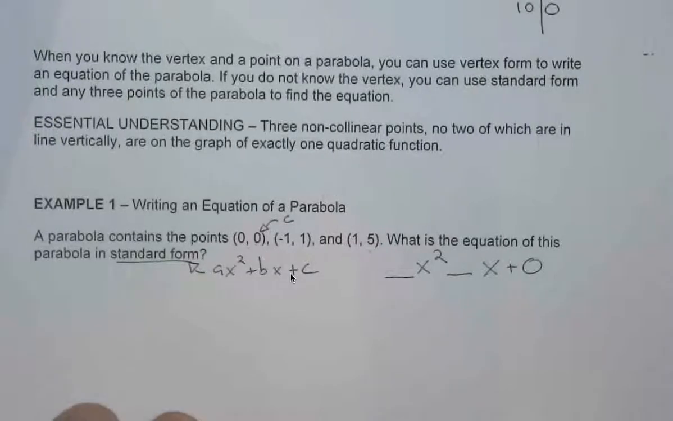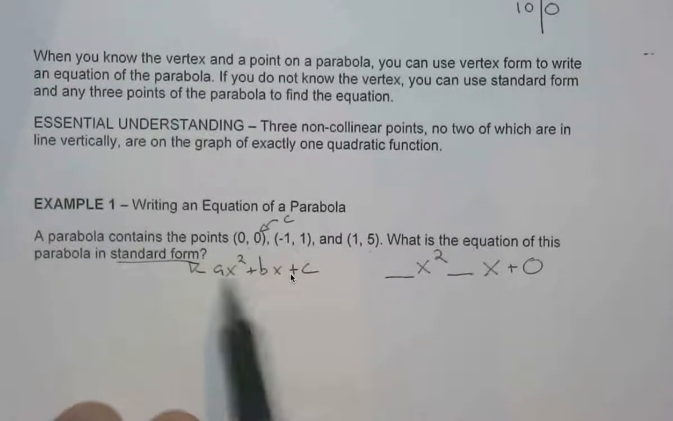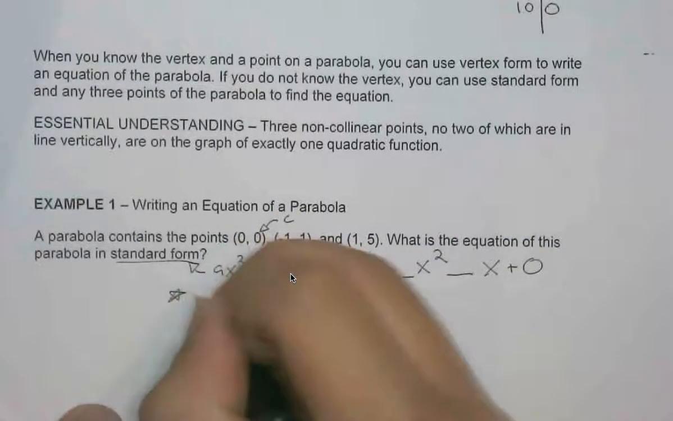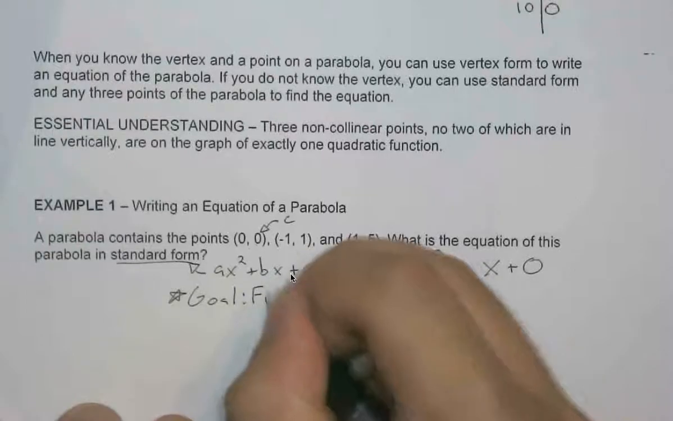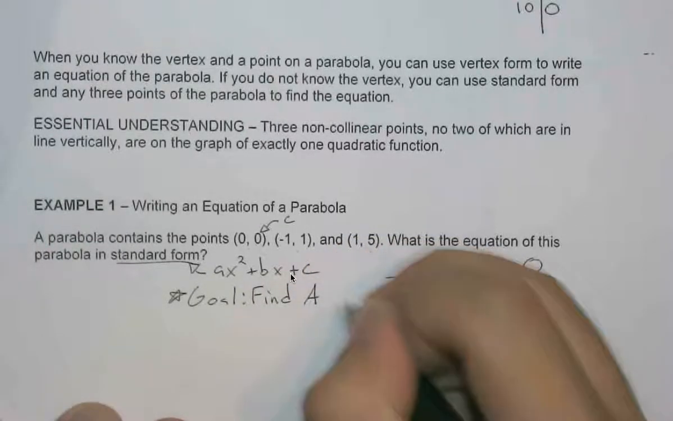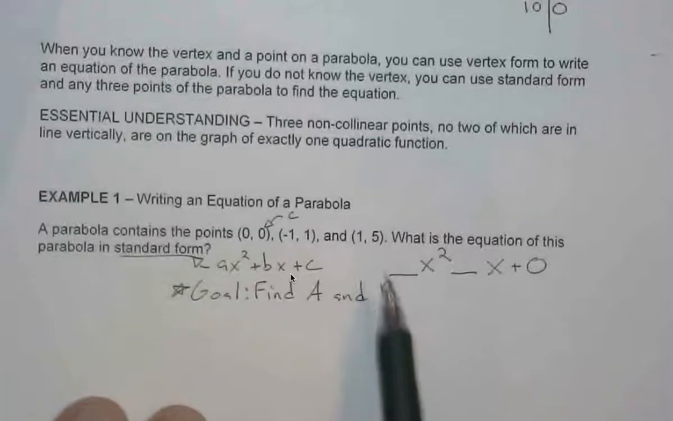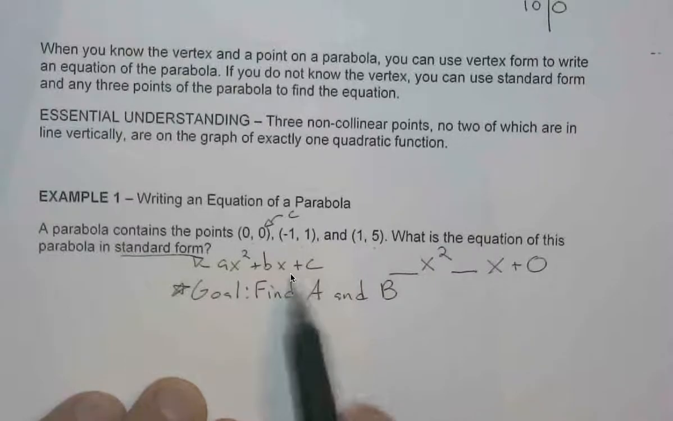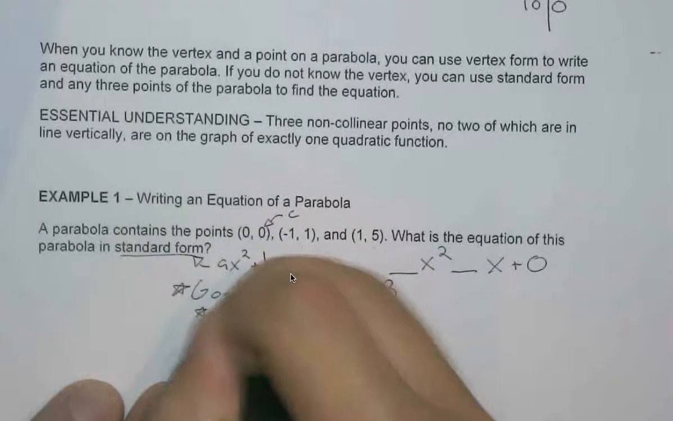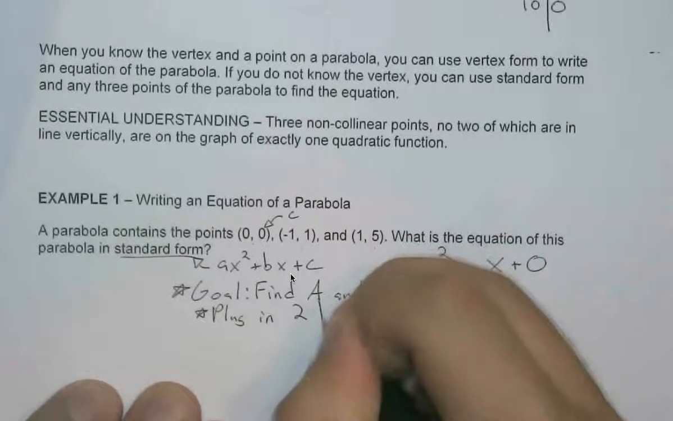And so now our goal is to try and end up with a b term and an a term. So let's make a note of that. So the goal is to find a and b. We know that we have 2 points that are on the line. So if we plug these in, we're plugging in 2 points.